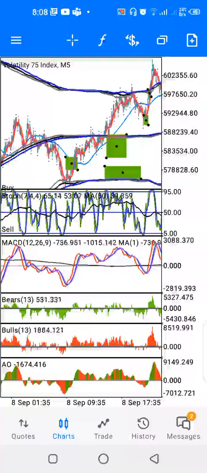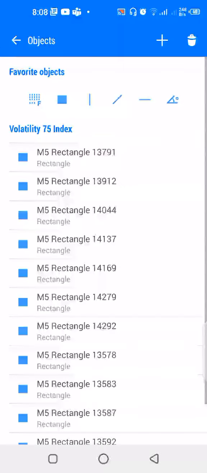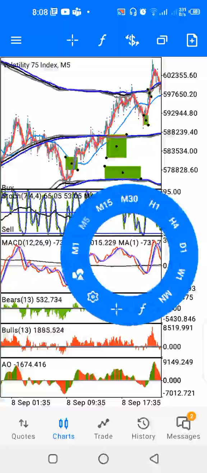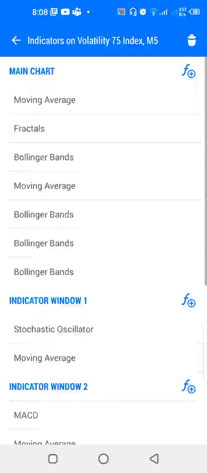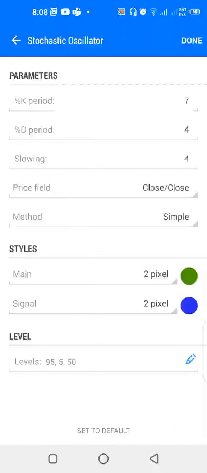Let's go to indicator window one. Let's look at the parameters on indicator window one. We have the stochastic oscillator. The percentage K period is 7. Percentage D period is 4. The slowing is 4. Price field is close over close. Method is simple.